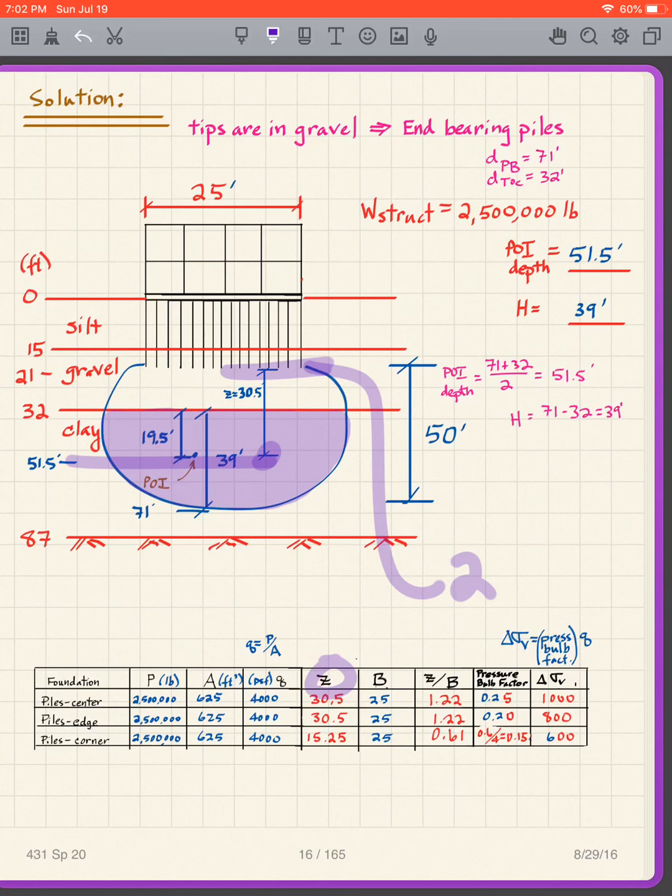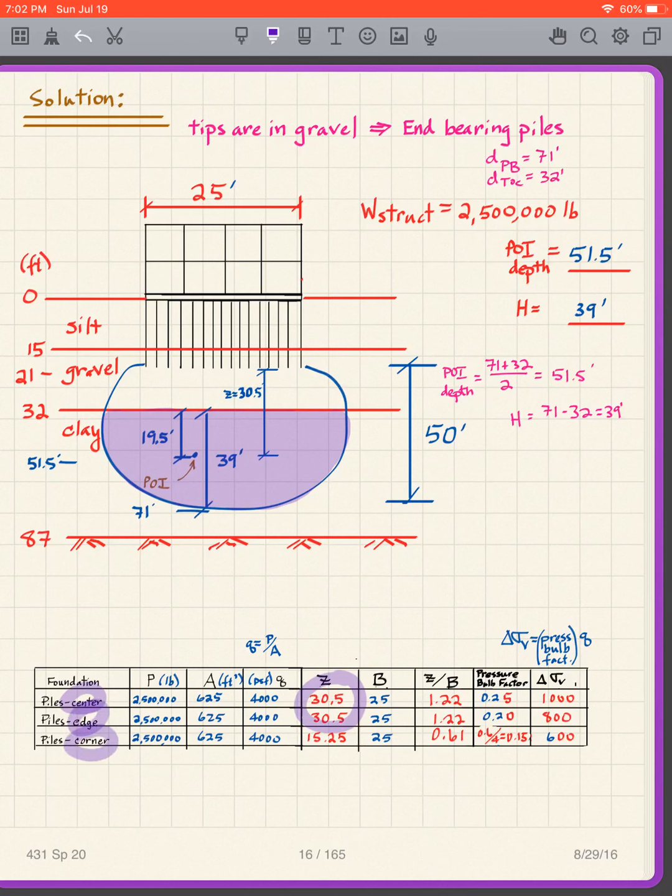So the pile tips are at 21, so what do I have? 51.5 minus 21 is 30.5. So my Z, if you remember how we use the pressure bulb, we have to use the Z. So my Z is 30.5. That is for our first points A and B. The center is A, the edge is B.